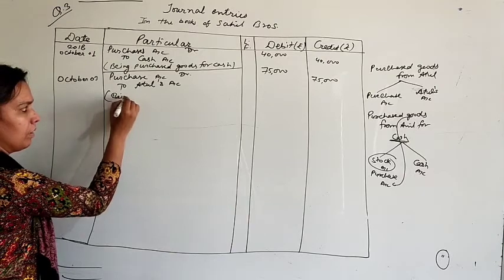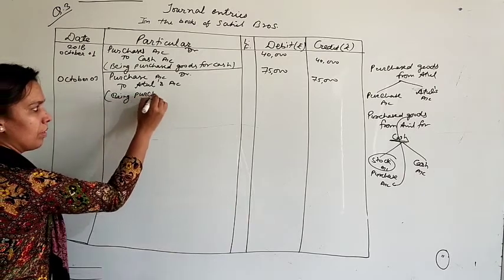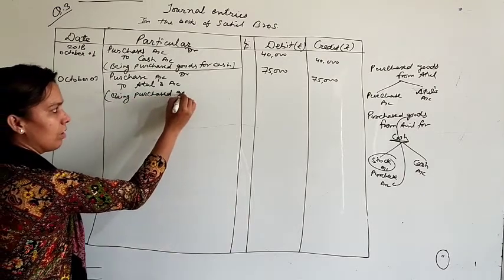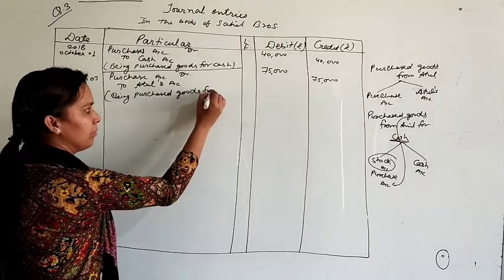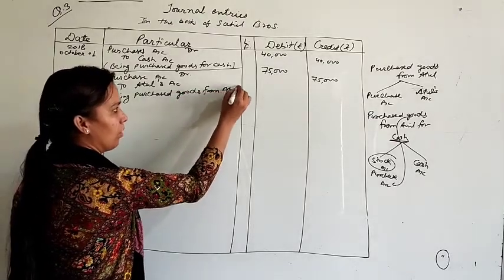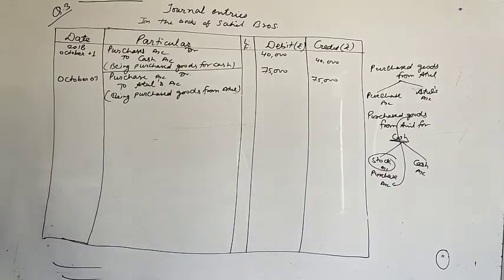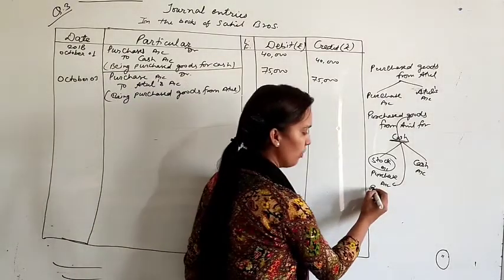Narration being purchased goods from Atul. Okay. Next point, return goods to Atul. Now this may be a new transaction for you.